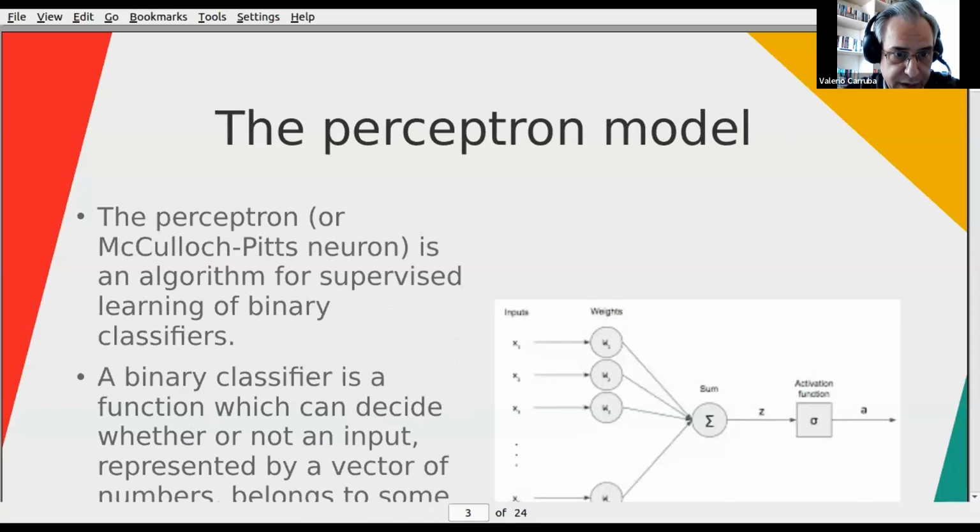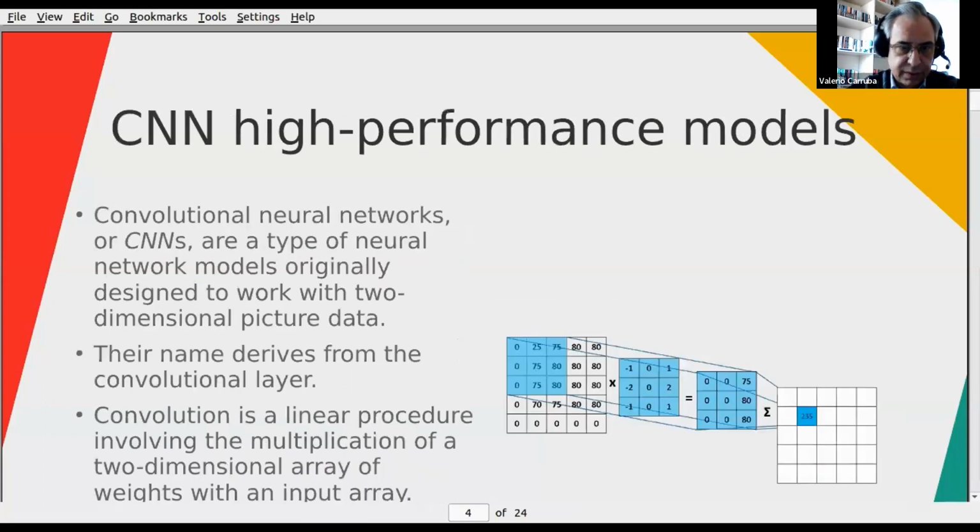So the most simple deep learning model is the perceptron, which is an algorithm for supervised learning of binary classifiers. A binary classifier is a function that can decide whether or not an input represented by a vector of numbers belongs to some specific class. It can be generalized for multi-class classification, or problems with more than just two classes.